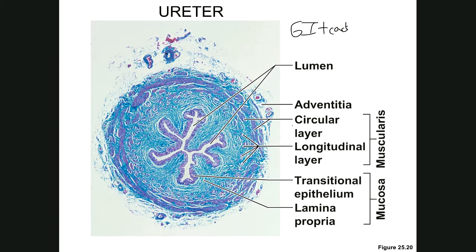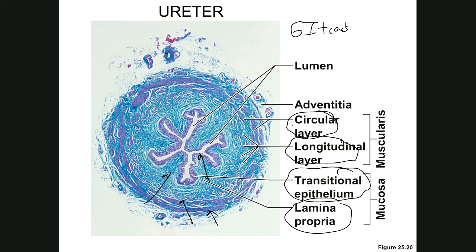Same thing here. There's our mucosa right there. It's transitional epithelium. And it has a lamina propria, just like we saw before. Here is the submucosal layer right here. And then there's two layers of muscle. We have a circular layer and a longitudinal layer. What we don't have is a serosa.